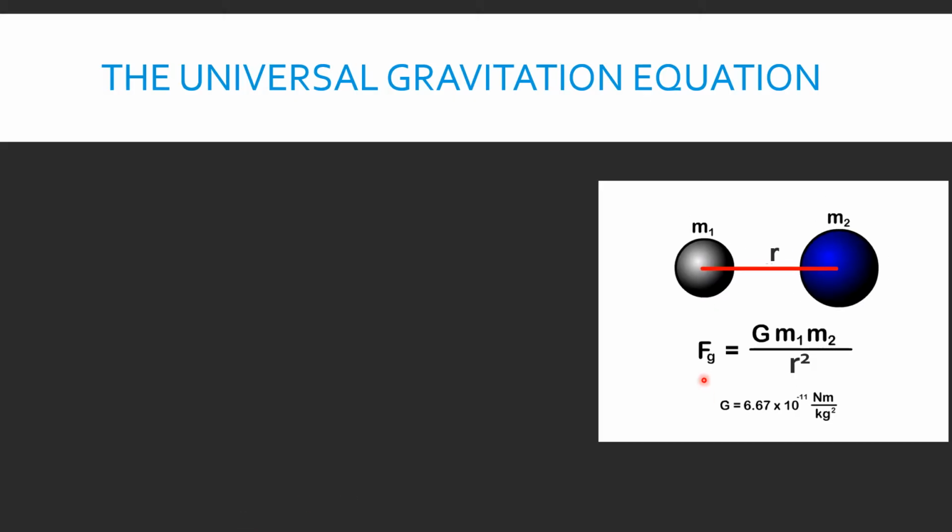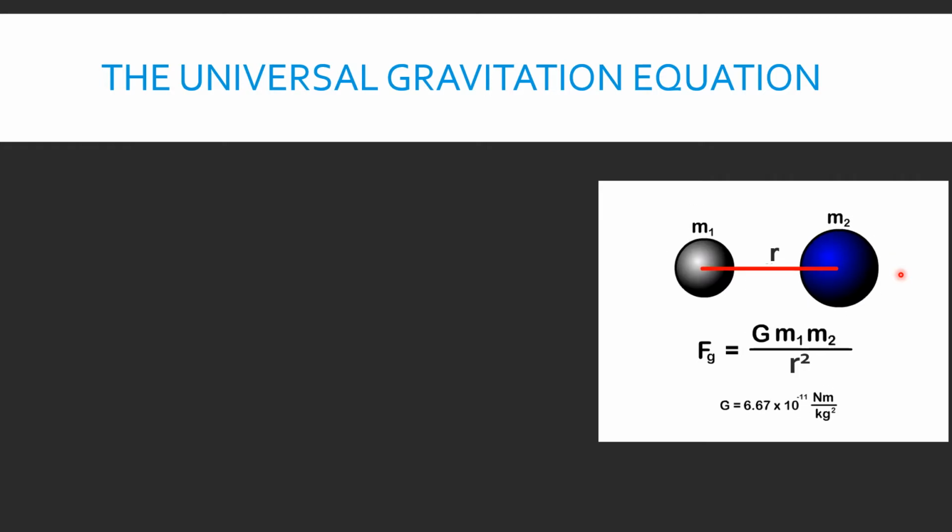Fg, the force of gravity, is equal to the universal gravitational constant, which is G, multiplied by the mass of object 1 and multiplied by the mass of object 2, over the square of the distance between these two objects. So here's the value of our G.